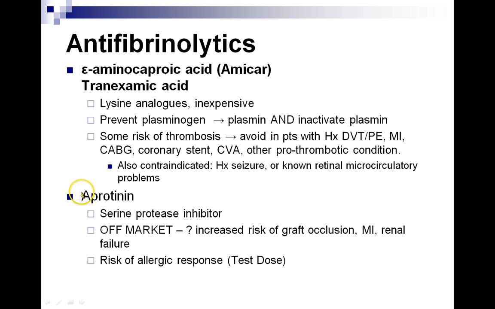Down here I put aprotinin. Aprotinin is basically off the market nowadays, but it may still show up on some exams. Aprotinin was a serine protease inhibitor, which was wonderful for preventing bleeding during heart surgery. It was taken off the market because there was some question of increased risk of graft occlusion, as well as questions about MI and renal failure. Probably the most interesting thing about aprotinin before that was that there was some risk of having an allergic response, especially in patients who had previously been exposed during a prior heart surgery.